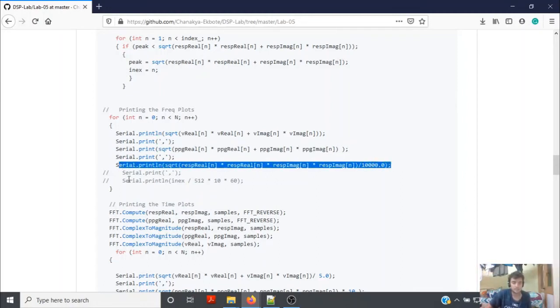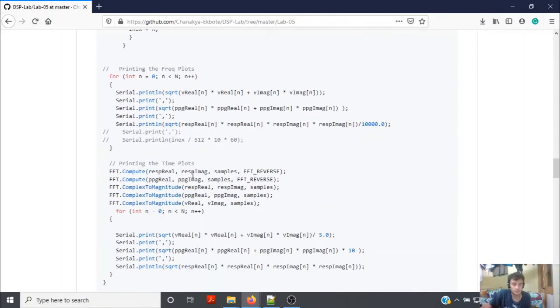And this calculates the magnitude response for the respiratory signal. Now we end up dividing this by 10,000 just so that the graph looks better. And to print the time plots, we just use the inverse Fourier transform, which is computed as follows. You just use the FFT reverse instead of FFT forward.